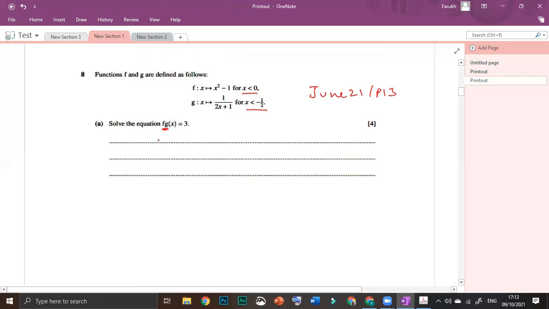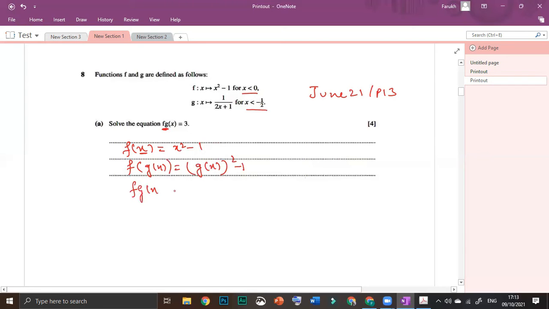And to find out fg of x, first of all, we will write down the function which is on the extreme left. There are two functions f and g, and on the extreme left there is f. So we will write down f of x. f of x is equal to x squared minus 1. Now I need g of x at this place. I will replace x with g of x in both sides.